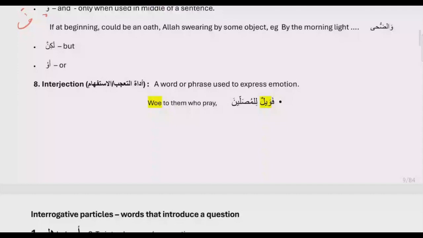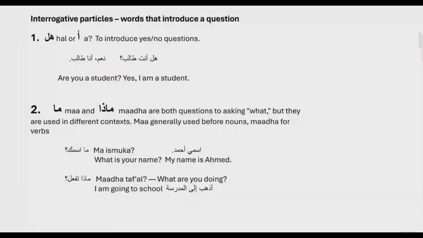Then we had interrogative particles. These are particles that introduce a question, and normally you start the question with one of these words, either "hal" or "a." So you put the "hal" in the question: "Hal anta talib?" And "naam, ana talib," or "la, ana mudarris." So "naam" or "la" is the kind of answer that the "hal" question will prompt.